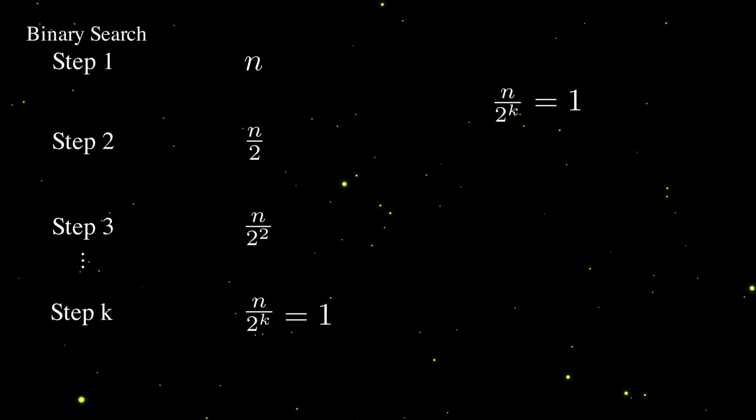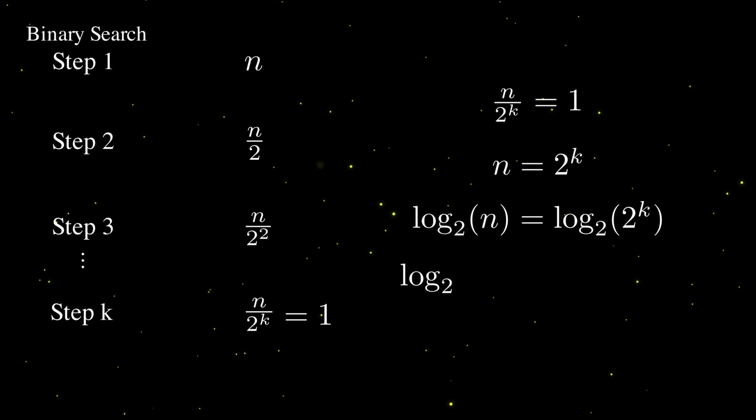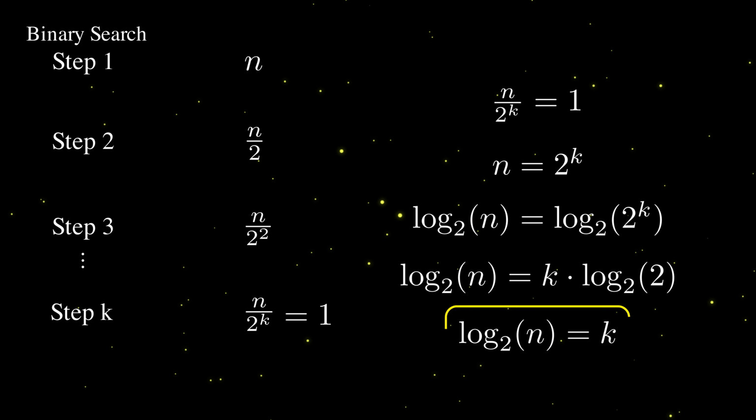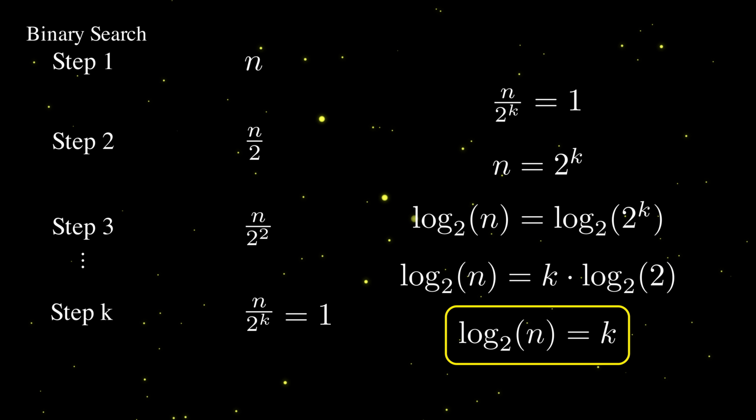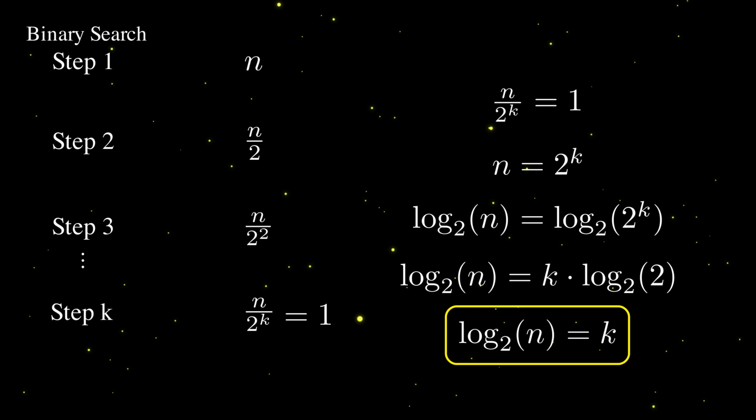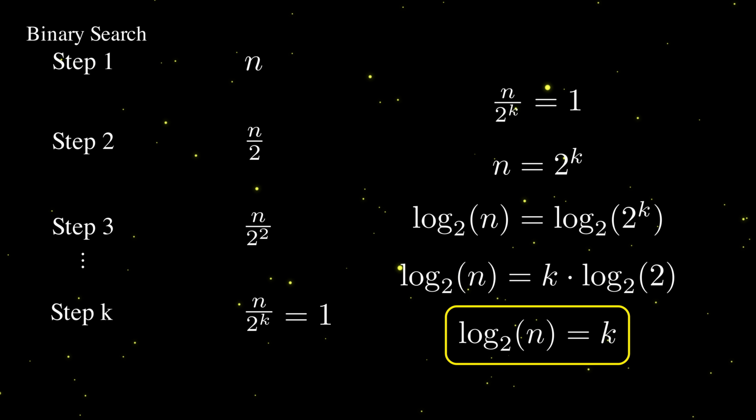So basically, we have n equals 2 to the power of k, and if we apply a logarithm with base 2, we're going to have k equals log n. So binary search takes log n steps to compute a result. And this is the time complexity of this algorithm, which is the fastest one, by the way.